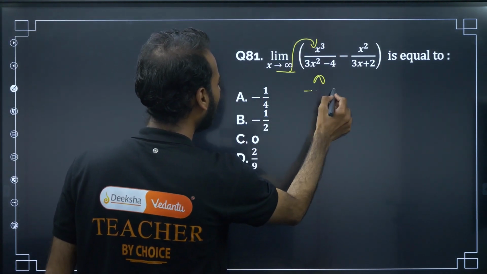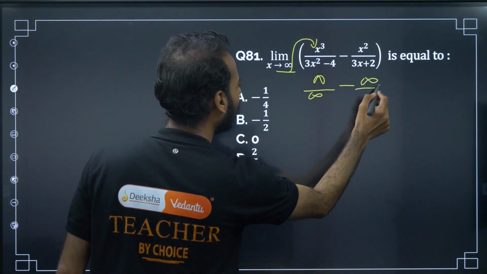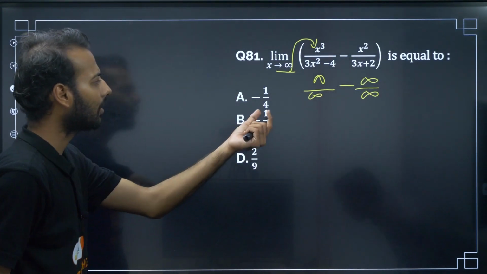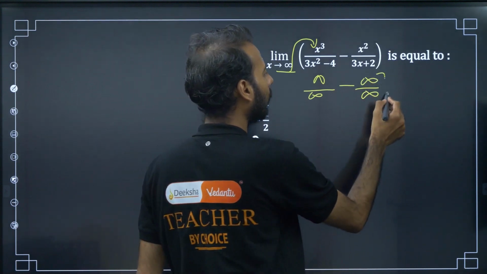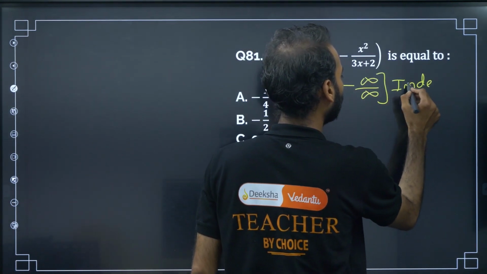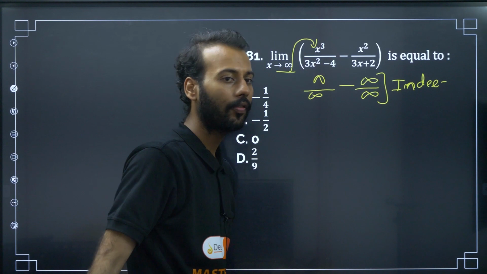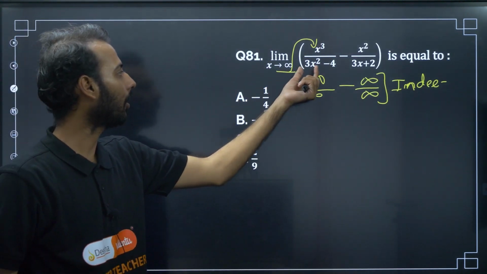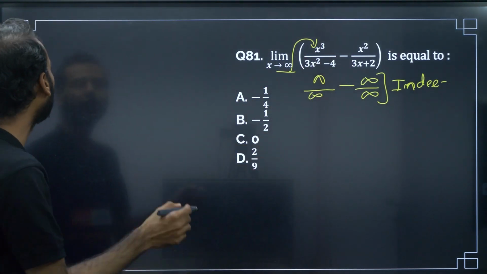This becomes infinity by infinity minus infinity by infinity. Whenever we get infinity by infinity, these all come under indeterminate forms. So we have to eliminate the factor that is causing it to be indeterminate. How do we eliminate that?